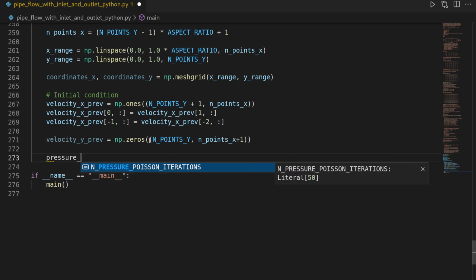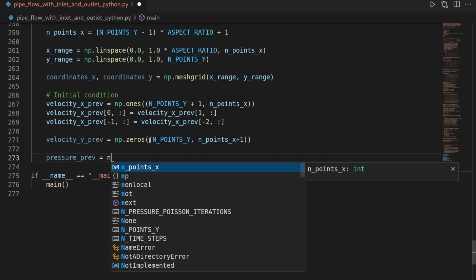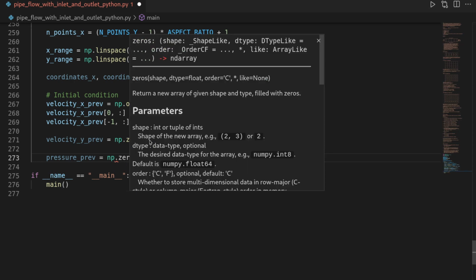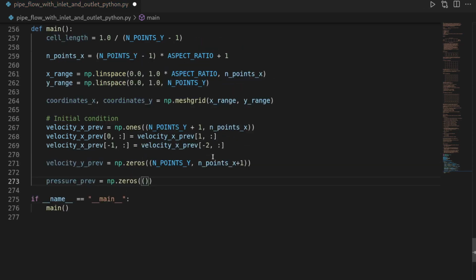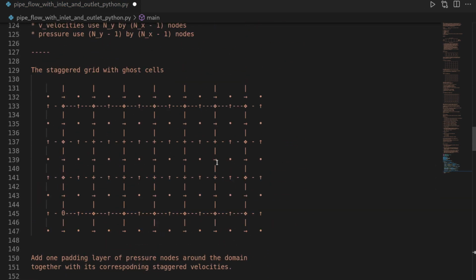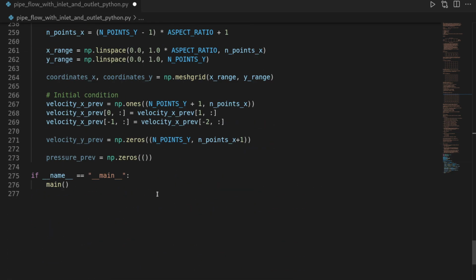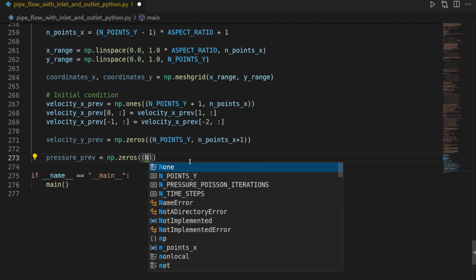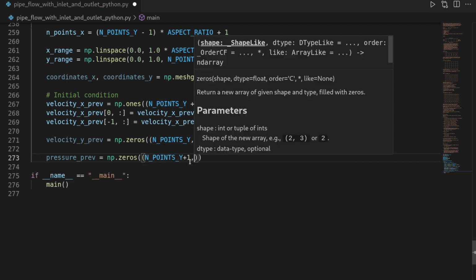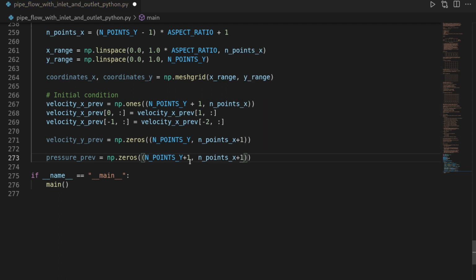And for the pressure, I want to start with a uniform 0 pressure. So I'll do numpy.zeros, and let's finally look at our staggered grid in order to see how many nodes we have here. So for these dots, we have in y direction the number of discretization points plus 1, and in x direction we also have 1 additional. So let's go back down, and then we see this one therefore has to be endpoints in y plus 1 by endpoints in x plus 1.